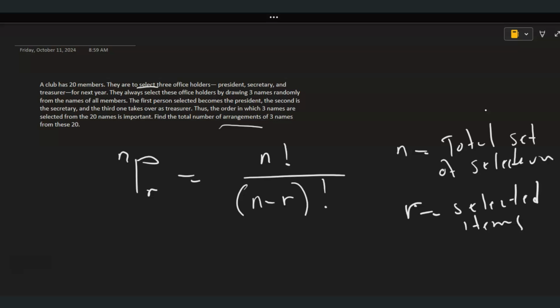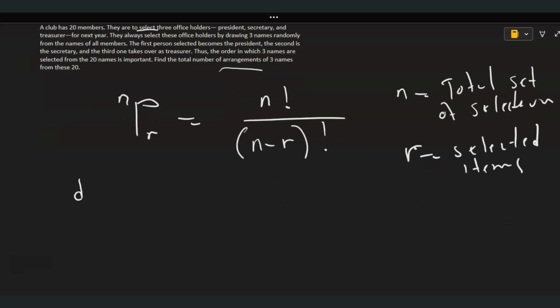So in our case, we collect data. We know that our n in this case is 20 because the club has 20 members. For r, we need to select 3 from the 20, right? Based off this statement there, we need 3 names from the 20, meaning our r becomes 3.